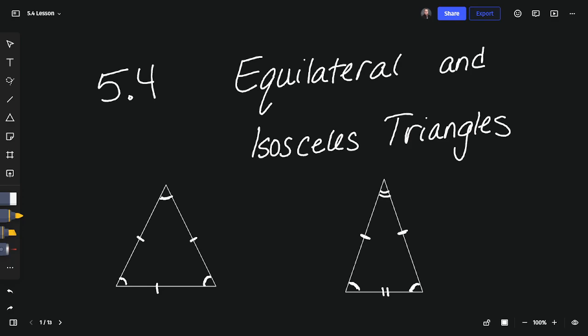Hello, everyone. Today we're going to continue our study of triangles, specifically isosceles and equilateral triangles. By the end of the lesson, you'll be able to understand and apply the theorems related to these special types of triangles and solve various geometric problems.